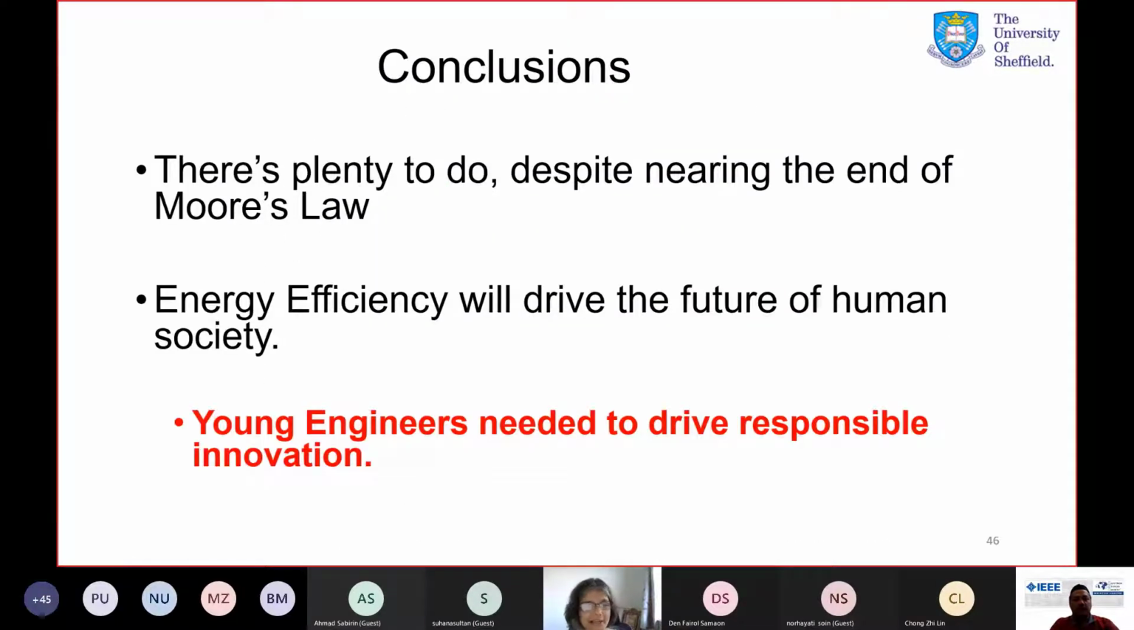So just to conclude, I think there's plenty to do despite nearing the end of Moore's law. It's energy efficiency that will drive the future of human society. And we need young engineers such as yourselves to drive responsible innovation.